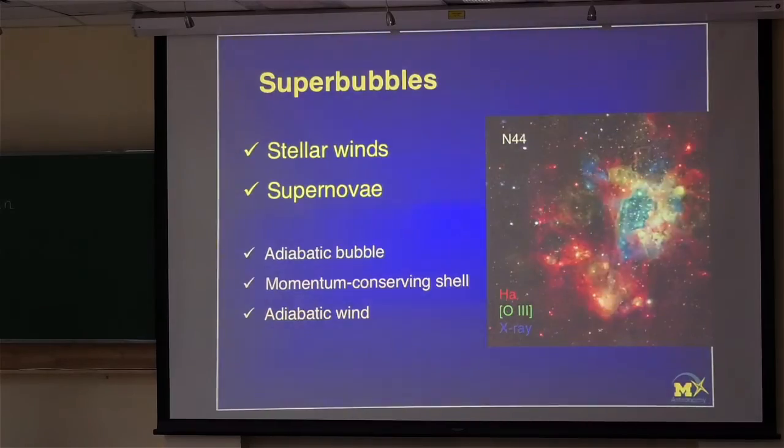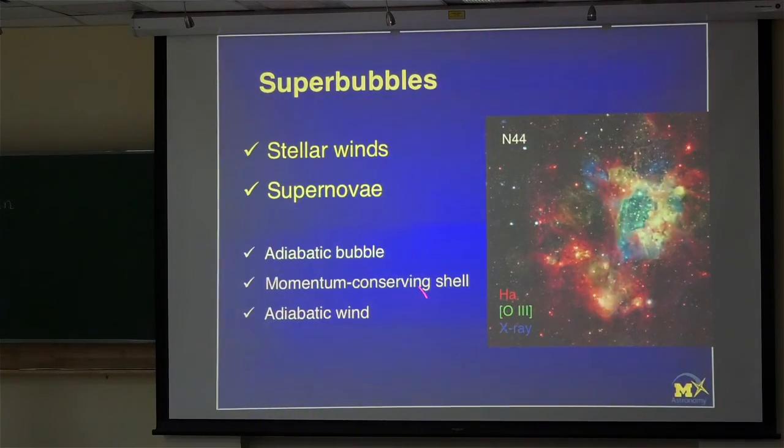So superbubbles, here is my favorite object perhaps of all time, N44 in the Large Magellanic Cloud. We see basically that it's a nebular object because it's very young. There's still O stars present to ionize the gas. And we also have very hot X-ray emission that you see in the blue here. And so that's characteristic of one of the three models that we have here, and that is the adiabatic bubble. So when we have an energy-conserving bubble that is producing shock-heated gas, then you have this X-ray emission, and we'll look at that in more detail in a second.